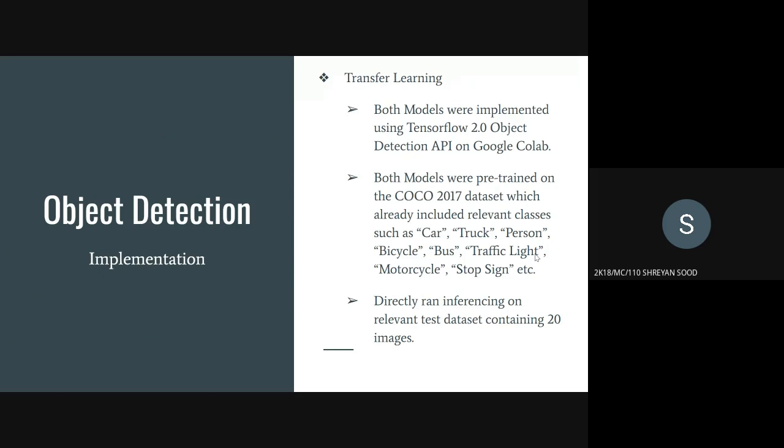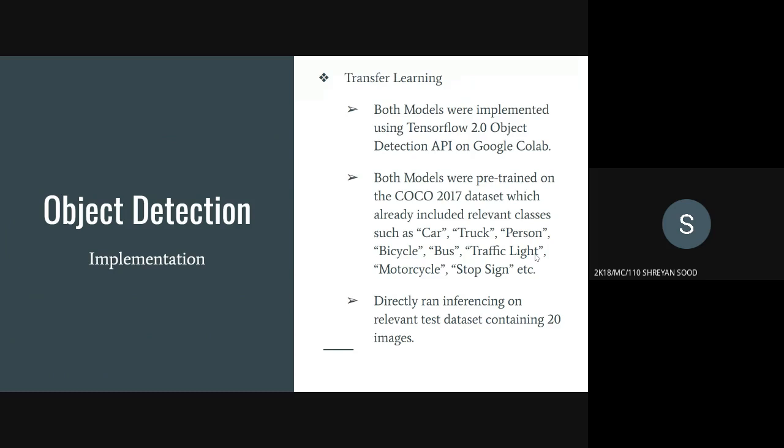So both these models were implemented using TensorFlow 2.0 object detection API on Google Colab. Since both these models were pre-trained on the COCO 2017 dataset, which already included relevant classes to us, such as cars, trucks, persons, traffic light, buses, motorcycles, stop signs, etc. So this meant that we did not have to do any additional training of the heads or the softmax layers, as all the relevant classes were already pre-trained on a huge data set.